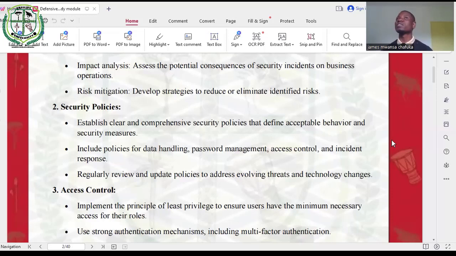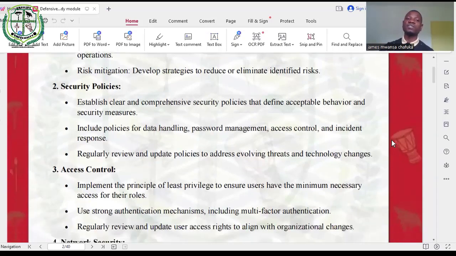And then the other point is to regularly review and update policies to address evolving threats and technology changes. So it is very important that you frequently check and review the policies, and check your computer system every time to avoid any incidents that can affect your system. That is just part of the security policy.